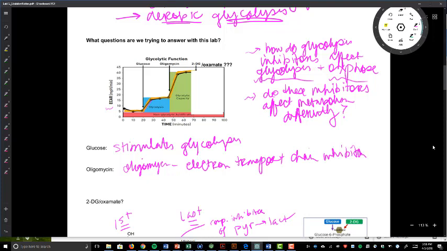And so once we hit the cells with oligomycin, you notice that the ECAR is going to jump way up. That's because as you shut down the cell's ability to undergo oxidative phosphorylation, they're going to compensate with glycolysis.